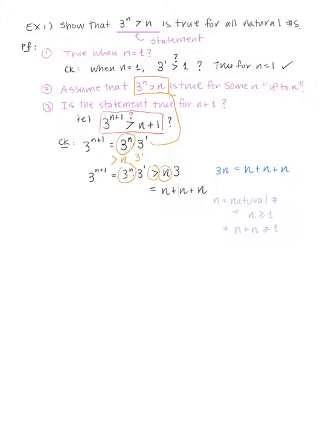That's pretty much what I'm trying to say here. So with that said, this guy is going to be greater than or equal to 1. So that means that this whole quantity is going to be greater than or equal to n plus 1. So we have shown that 3 to the n plus 1 is going to be greater than or equal to n plus 1. So therefore, all dominoes must fall, which means that by mathematical induction, the statement is true for all natural numbers. So you need to write that out.